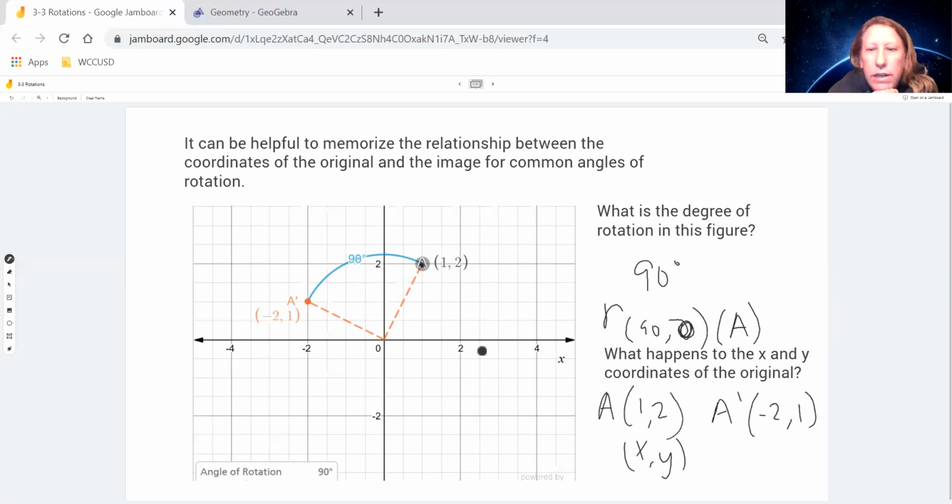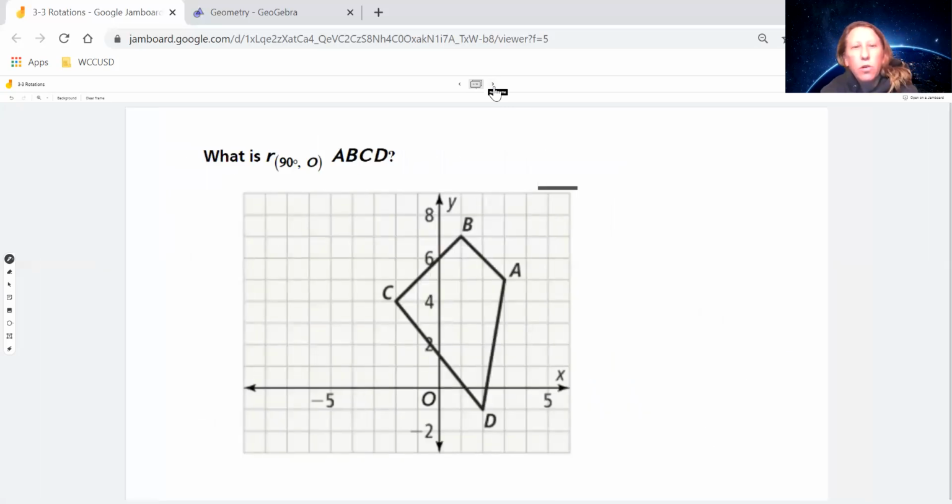So it's kind of funny. The x went there and the y became the opposite. See how 1 kind of became the y value? It's interesting to look at that. Okay, so could I do this problem with just looking at the coordinates? The original coordinate for A is 3, 5.